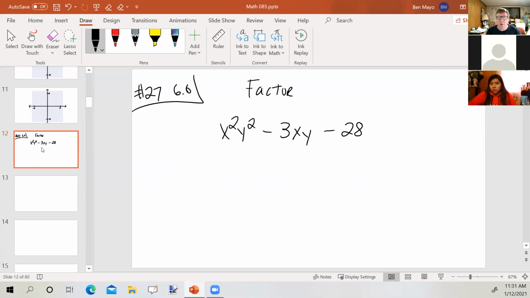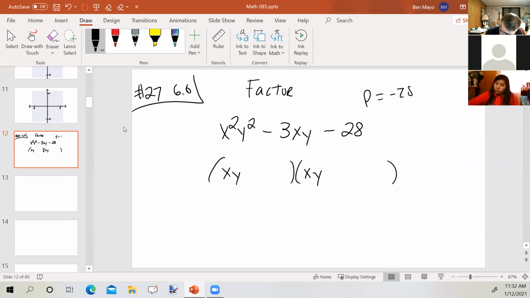Well, we have two variables in this trinomial, but the coefficient up front is still a 1. So what we're going to do is break the x squared apart and the y squared apart. So we have xy up front, xy in the second factor, which will also give us xy in those middle two terms. So our product is negative 28 and our sum is negative 3.